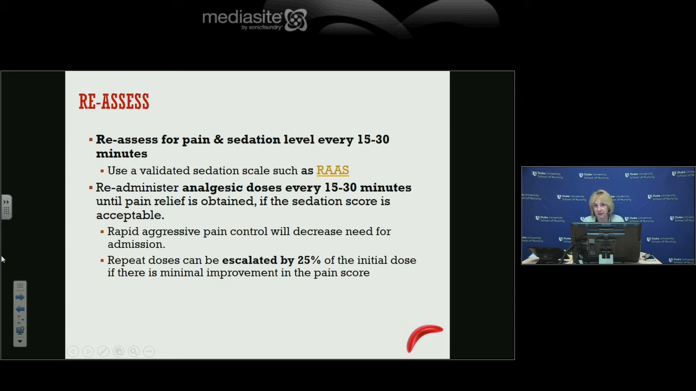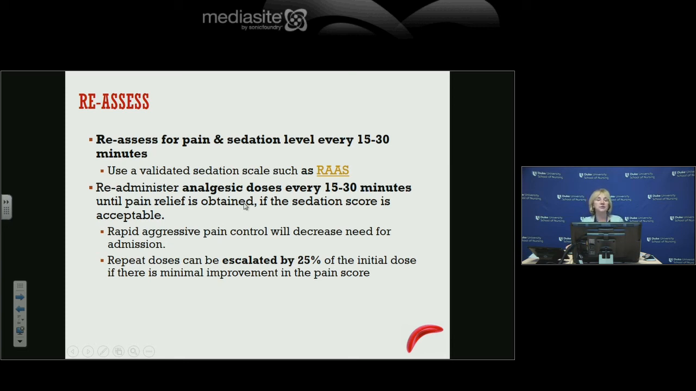Some patients may have high doses. And sedation is really the early indicator, even before pulse ox. So we want to reassess, and if everything is okay, we want to redose every 15 to 30 minutes. And the guideline says until pain is relieved, or pain relief is obtained. You'll notice in the algorithm we say after 3 doses you can reassess.